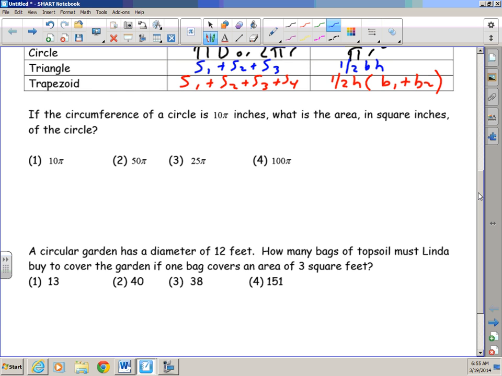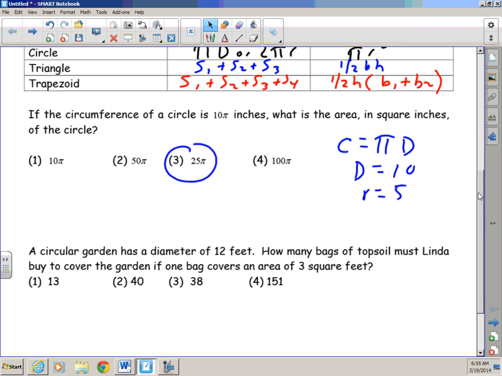Circumference of a circle is 10 pi. So circumference is pi d. If it's 10 pi, that means d is 10, which means r is 5. If you lay this out, it makes it a lot simpler to figure out that the area is 25 pi.